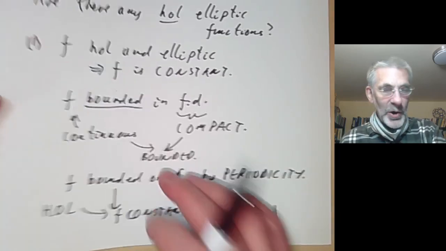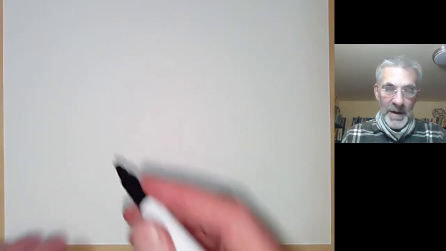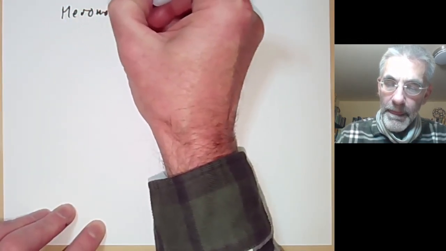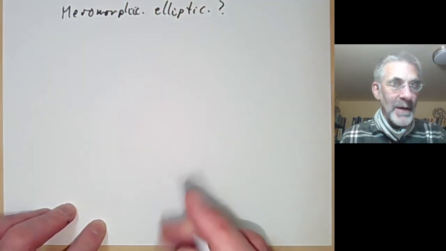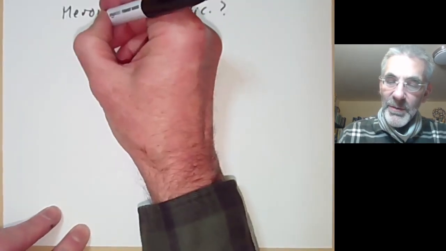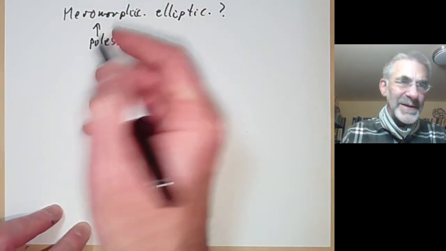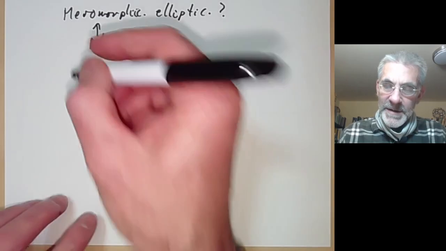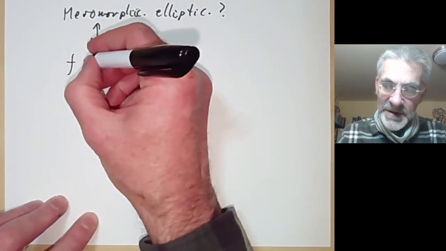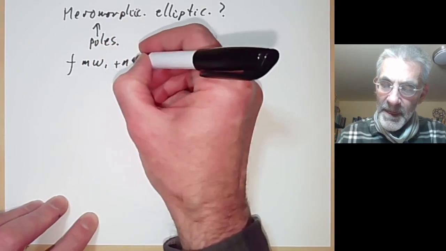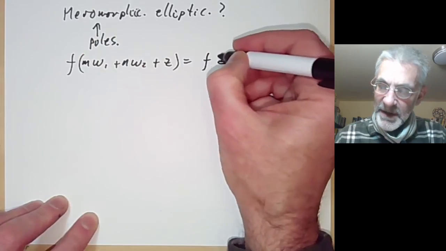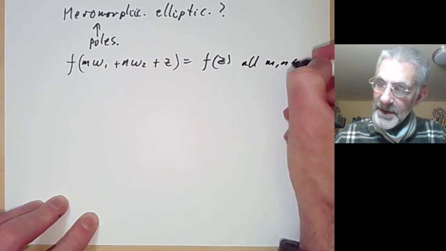There's not much to say about holomorphic elliptic functions, and instead we should look at meromorphic elliptic functions and ask if there are any. You remember meromorphic means it's allowed to have poles, and that's okay because, as we said, poles are almost as nice as being holomorphic. So what we want to do is to find a meromorphic function such that f of m omega 1 plus n omega 2 plus z is equal to f of z for all m and n that are integers.